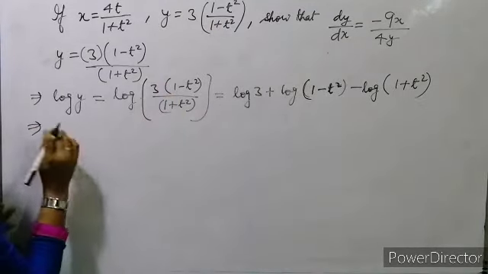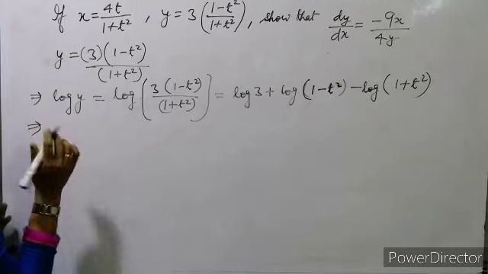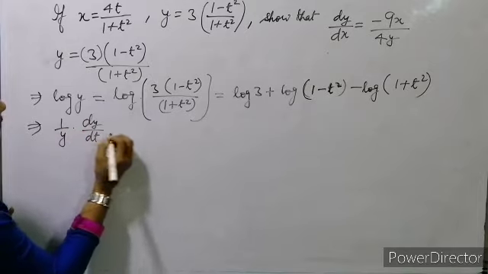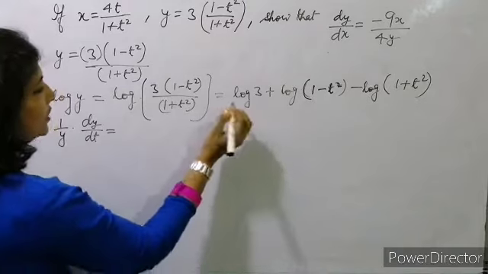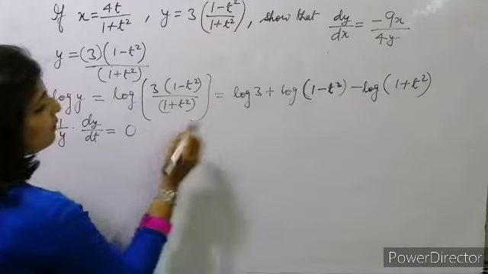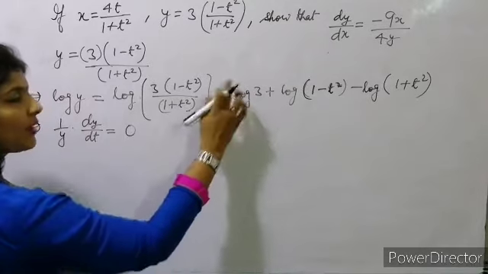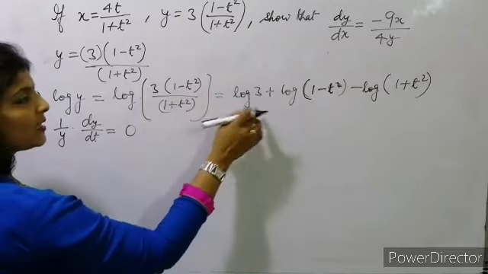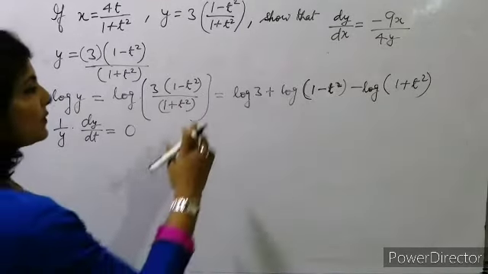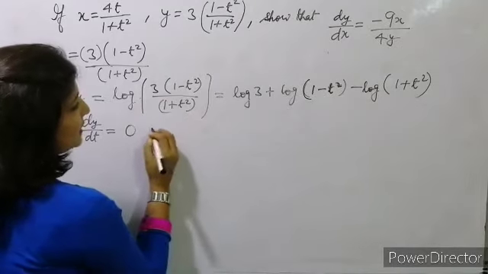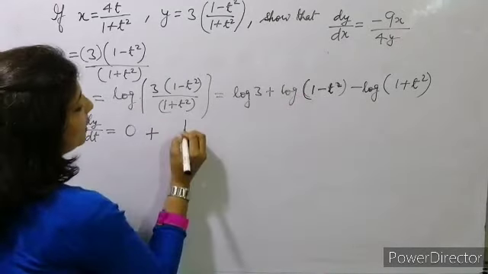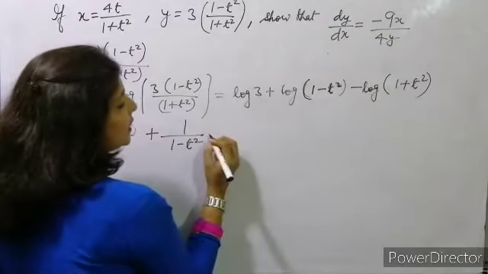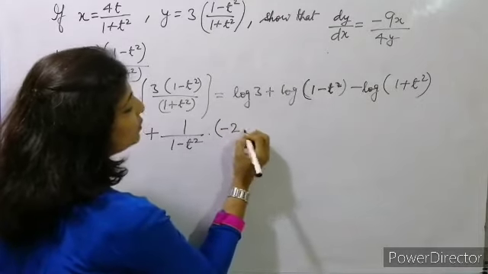So now differentiating both sides with respect to t, we get 1 upon y multiplied by dy by dt, and on this side, differentiating with respect to t, this will be 0. Why? Because this is a constant value, not a differentiable function of t, so whenever we differentiate this with respect to t, we'll get 0. So we'll write 0 here. Now the derivative of log of 1 minus t square will be 1 upon 1 minus t square multiplied by minus 2t.